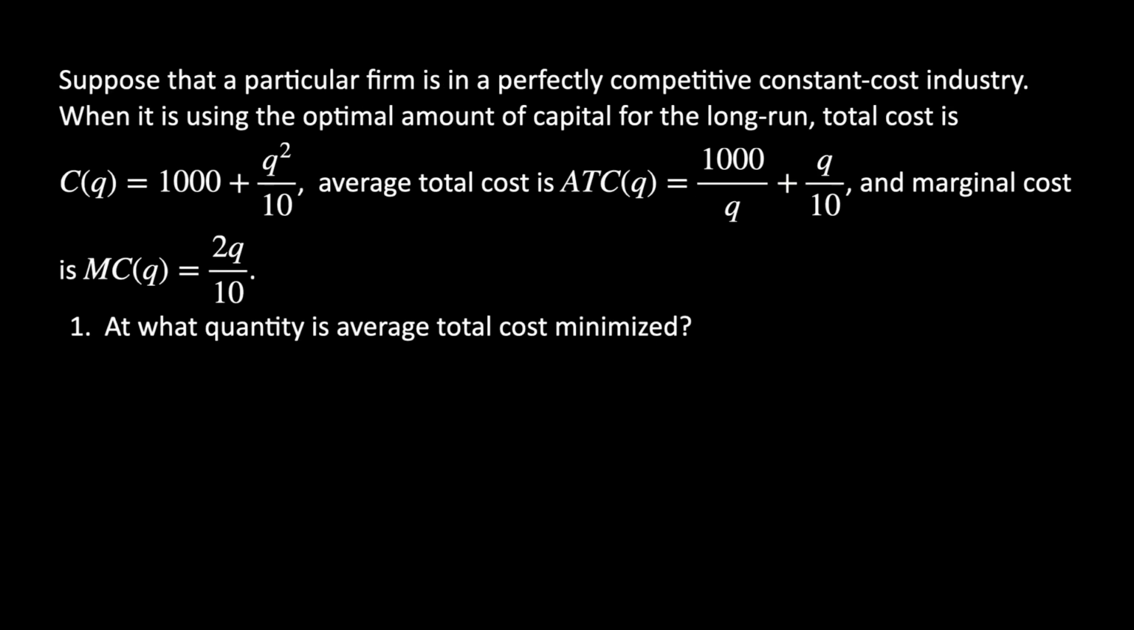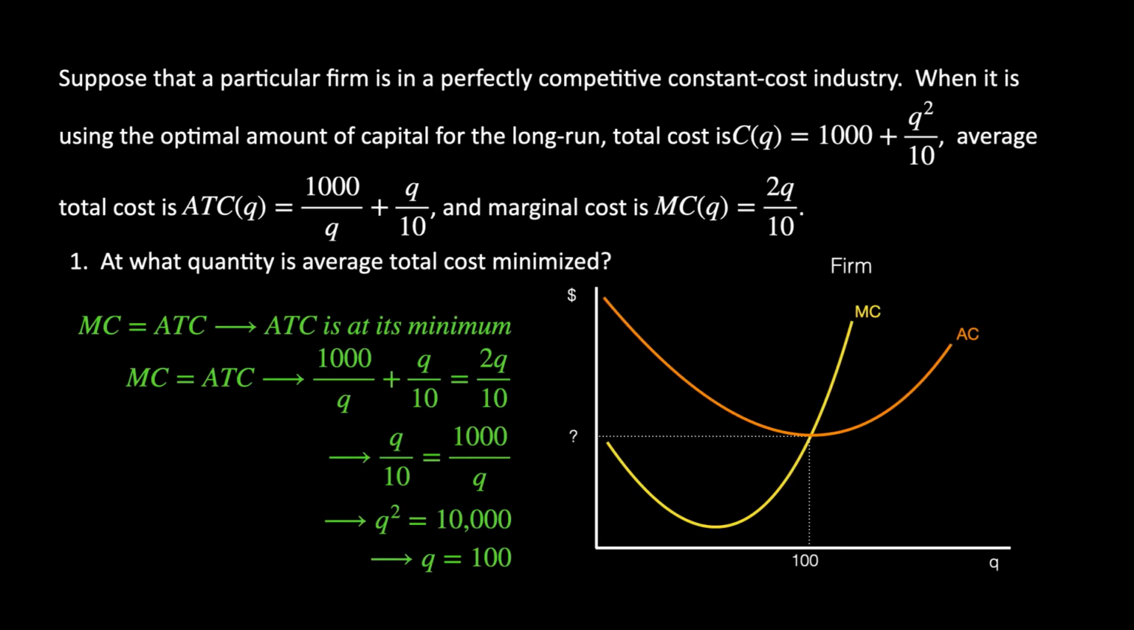The scenario here gives the total cost function, average total cost function, and marginal cost function for a firm that is in a perfectly competitive constant cost industry. At what quantity is average total cost minimized? Recall that when marginal cost equals average total cost, average total cost is at its minimum. So here we set marginal cost equal to average total cost and solve for Q. So when Q equals 100, average total cost is at its minimum.